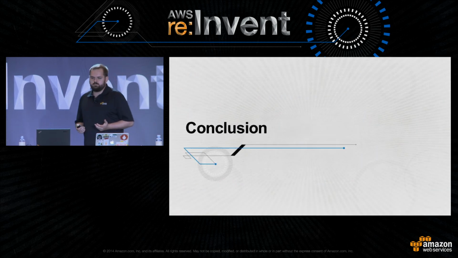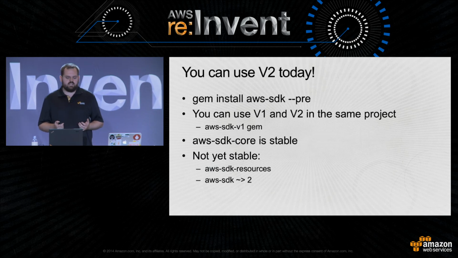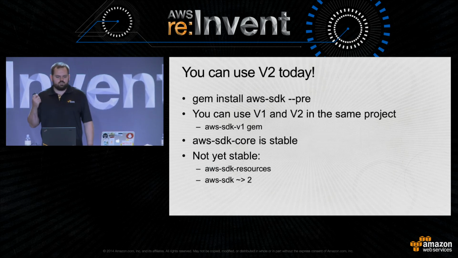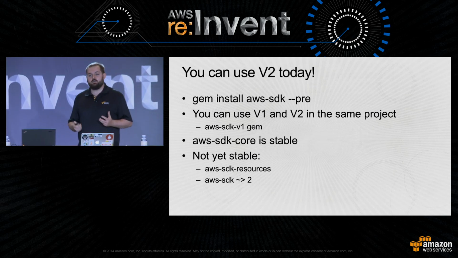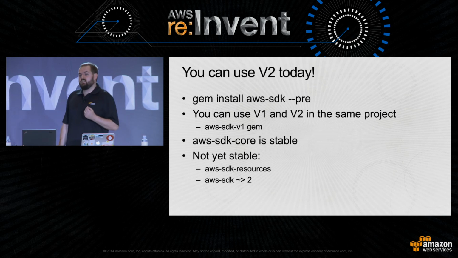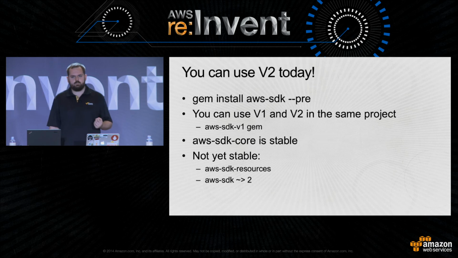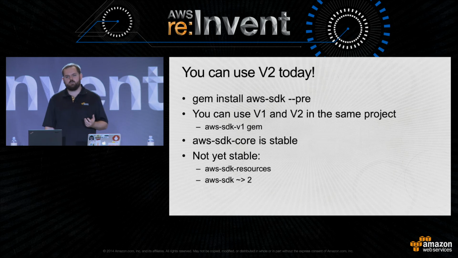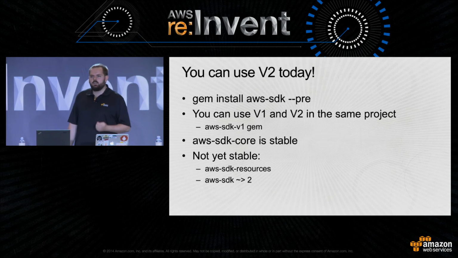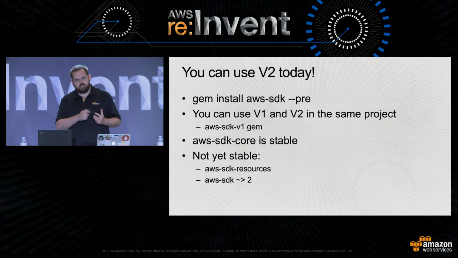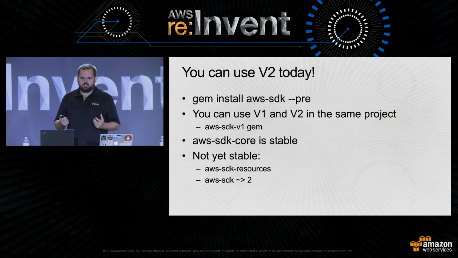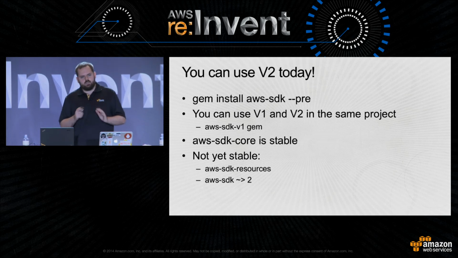So in conclusion, you can use V2 of the SDK today. Gem install AWS SDK --pre, you're on V2, you can start messing around with all the features that we've talked about today. And if you use AWS SDK core, it's stable, we're not making backwards incompatible changes, you can use it in production and get the benefits such as pagination and waiters starting today. You can use V1 and V2 in the same project. Again, you do not have to migrate everything at once. You can migrate things piecemeal, test carefully, make sure everything's good to go.